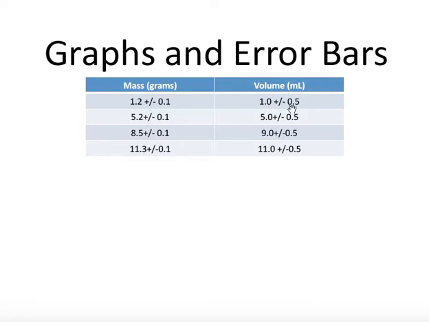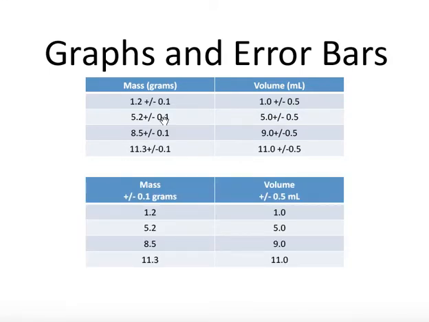It's what's called the uncertainty or the error in an experiment. It's not really an error. I prefer the word uncertainty, but it's also called experimental error. Sometimes it's called absolute error. It goes by many different names.